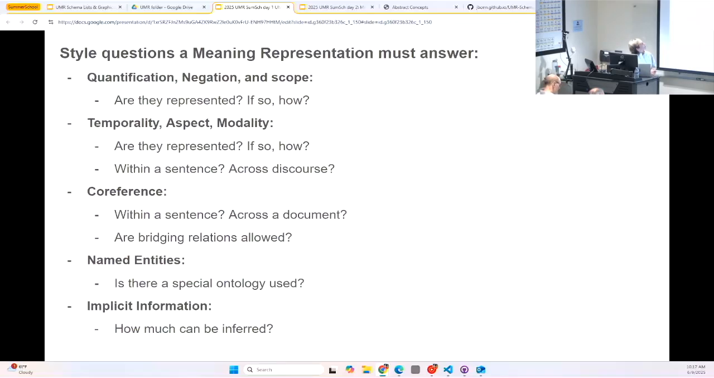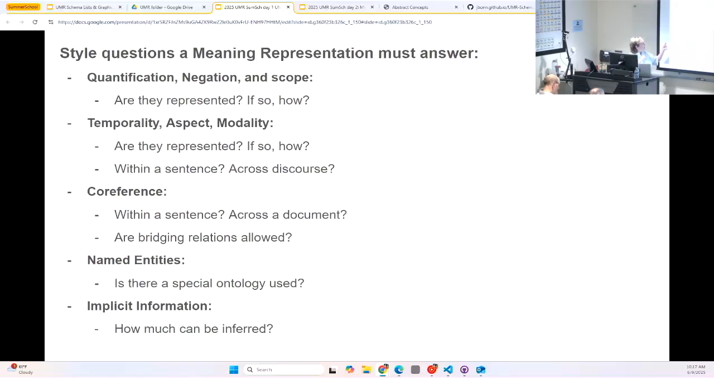And then, in terms of the semantic scope and expressivity, do you deal with quantification? Do you deal with negation? Do you deal with scope? Some representations do and some don't. Do you have tense represented? Do you have aspect, modality, co-reference, named entities?